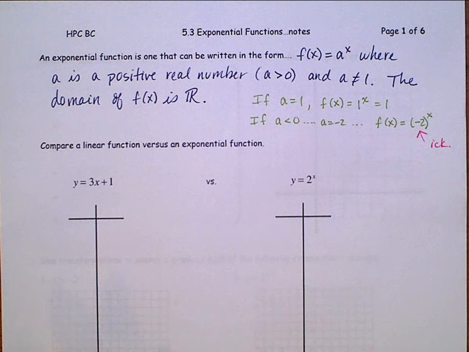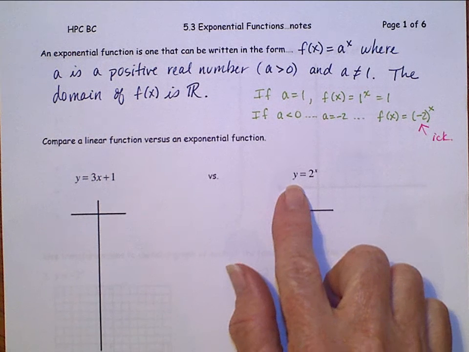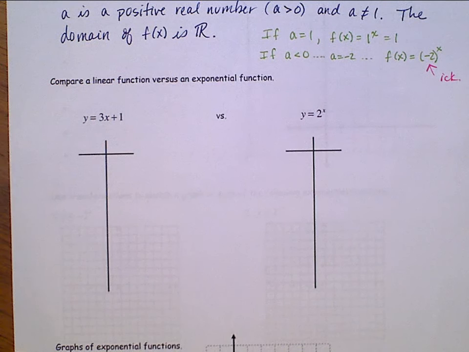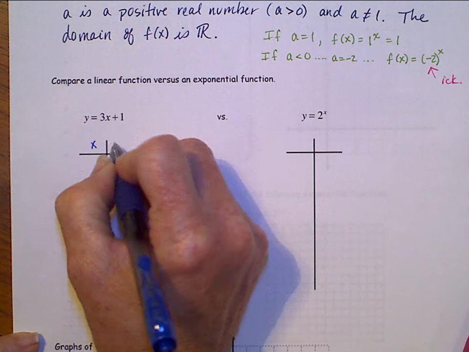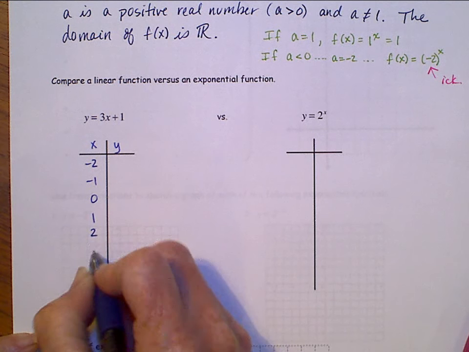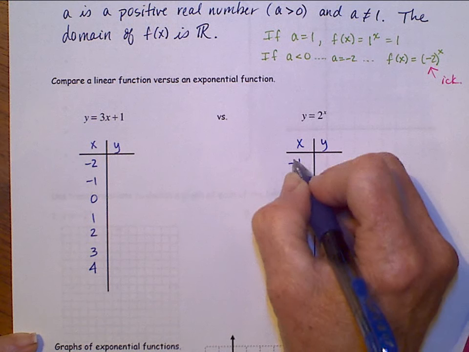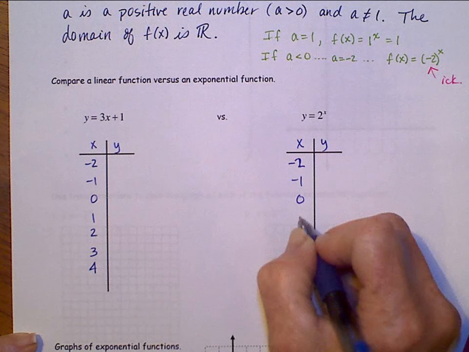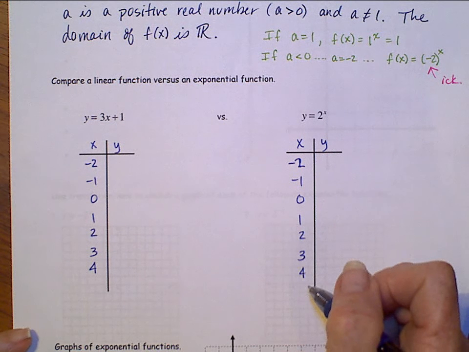Now, I do want to compare a linear function versus an exponential function. So I want to look at y equals 3x plus 1 versus y equals 2 to the x. And let's just choose the same x values for each. So let's choose some x values of -2, -1, 0, 1, 2, 3, and 4. And evaluate each of those functions at those 7 values.